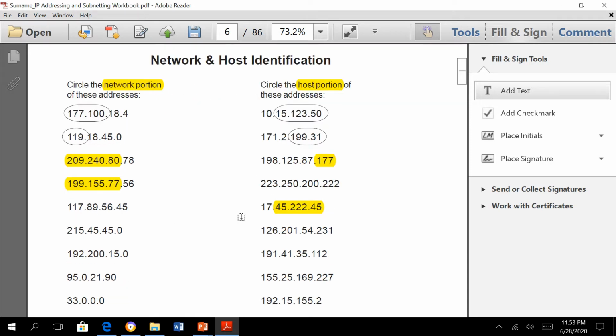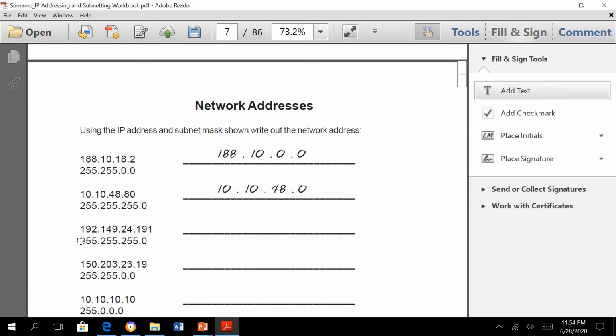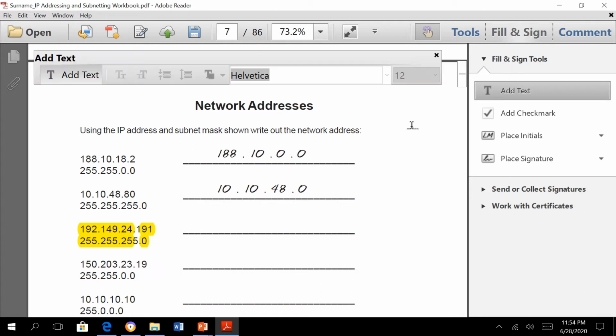Highlight them. And then, next part, here you find the network address. For you to get the network address, you make the host part 0. Example, in here, this is 255. This means that 192, 149, and 24 are all network parts. This is 0. It indicates that this 191 is the host part. So, therefore, you make the host part 0. It means the network address here is 192.149.24.0. How about this one?